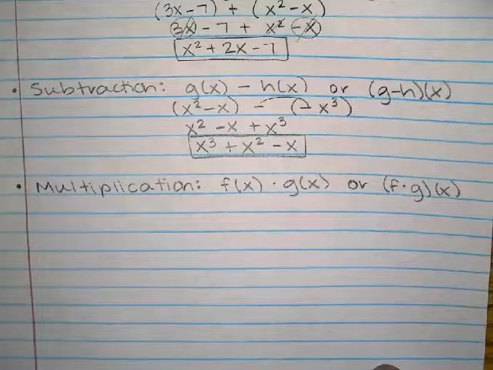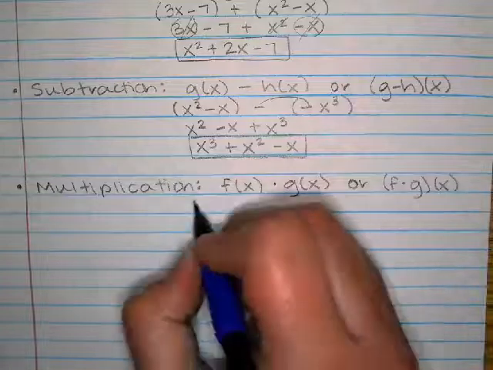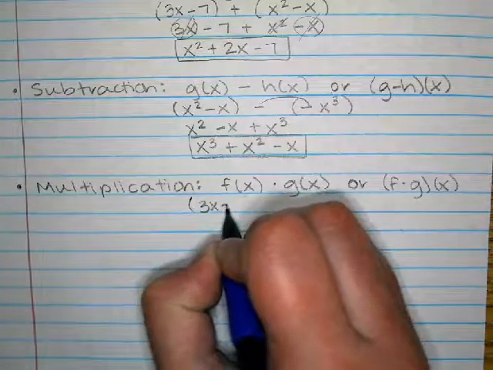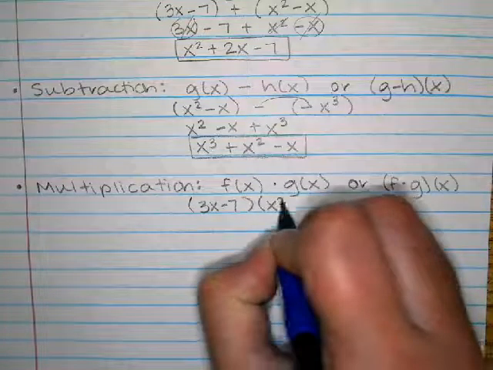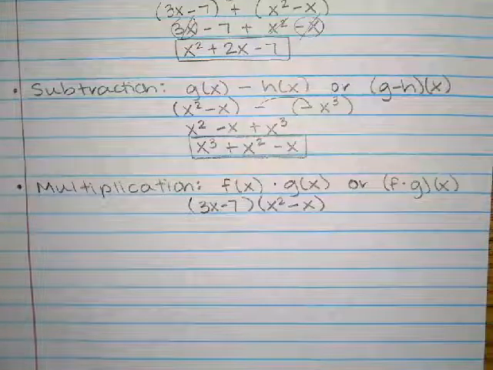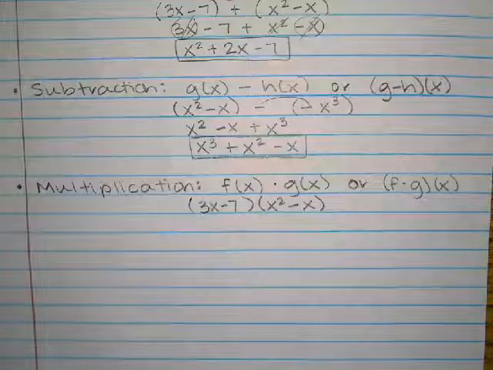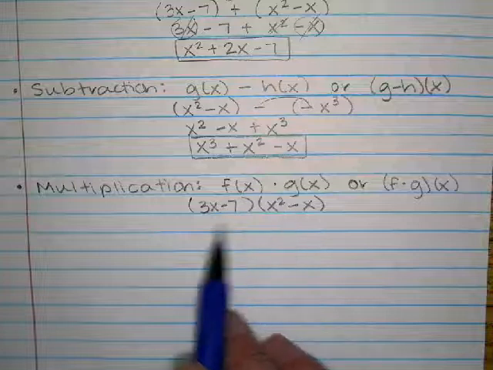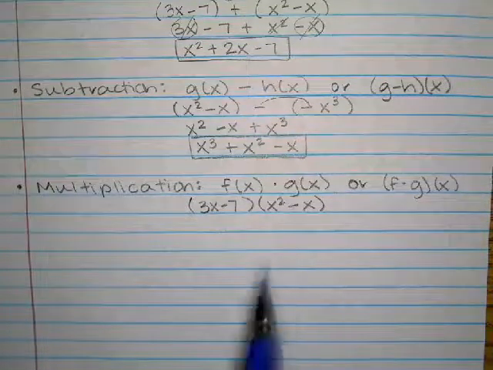So f of x we said was 3x minus 7. G of x was x squared minus x. And this is another one where we have to write it in the parentheses. And so if you've written it like this, what hint does that give you for how you have to do the problem? You have to FOIL it. So this is not new to us. We have FOILed before. The only thing that was new was the notation. The notation looked weird, but then we go, oh, FOIL it.